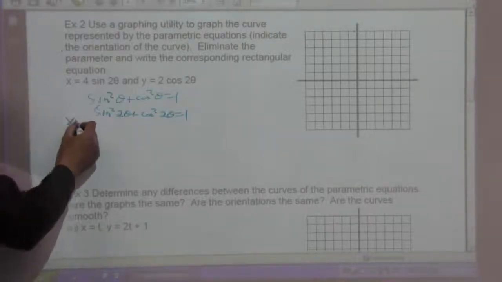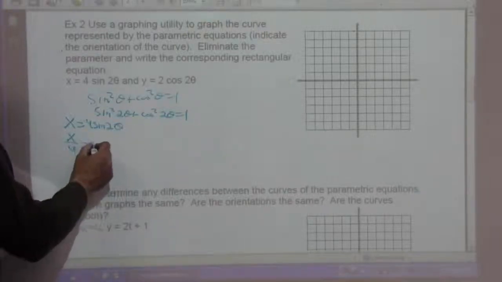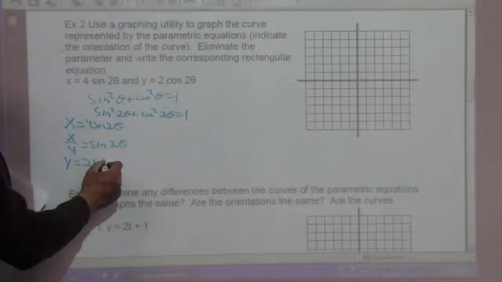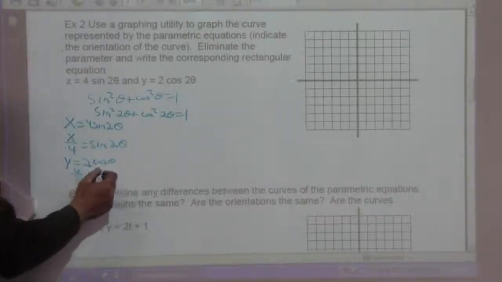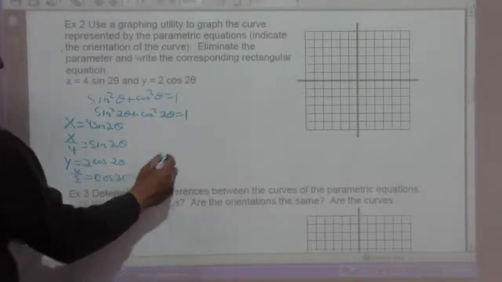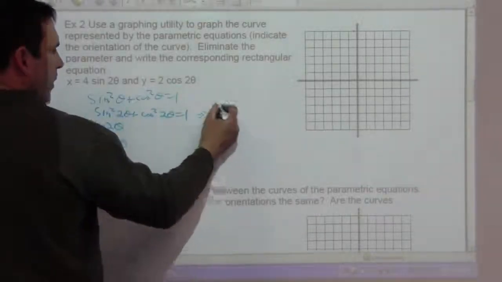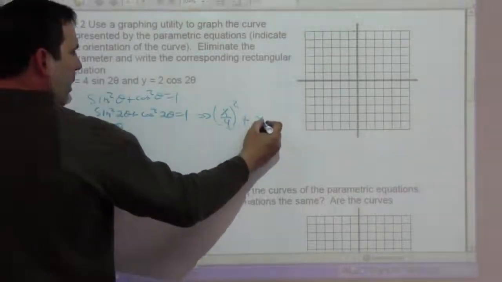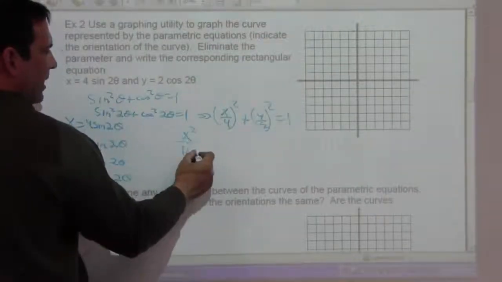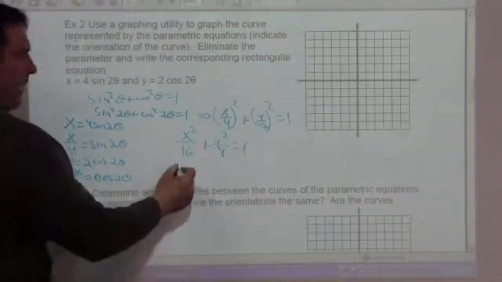Now, x equals 4 sine 2 theta. So x over 4 equals sine 2 theta. And y equals 2 cosine 2 theta. So y over 2 would be cosine 2 theta. So we can write this as x over 4 squared plus y over 2 squared equals 1. That's x squared over 16 plus y squared over 4 equals 1. And we have an ellipse.